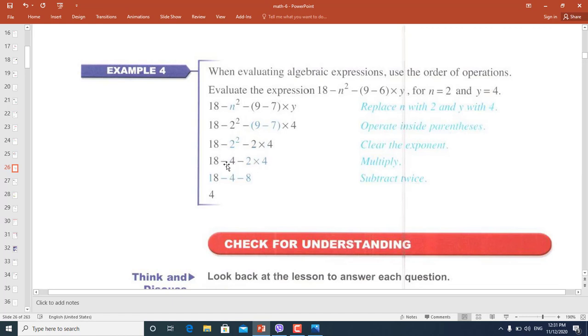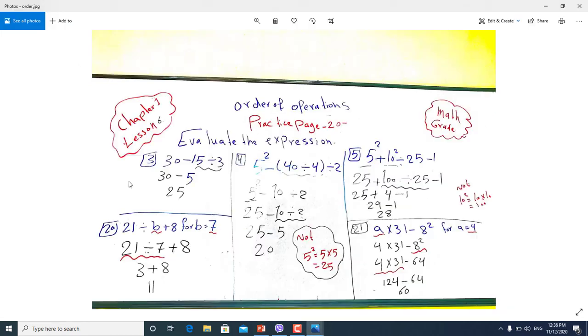And after that, 18 minus 4 minus 2 times 4. From the third step, we have times, so we will start at left. To the right we have times, 2 times 4, it's 8. And after that we subtract them. Let's solve practice page 20.